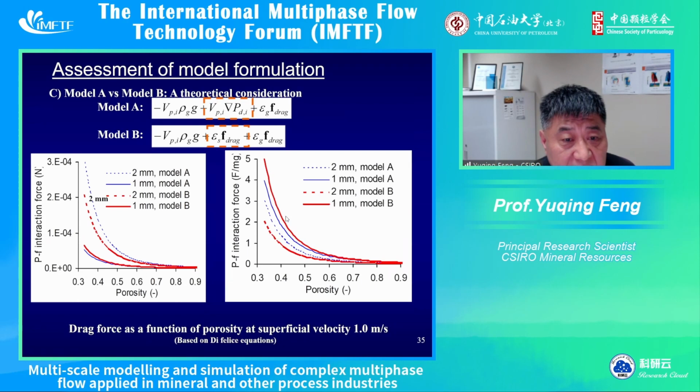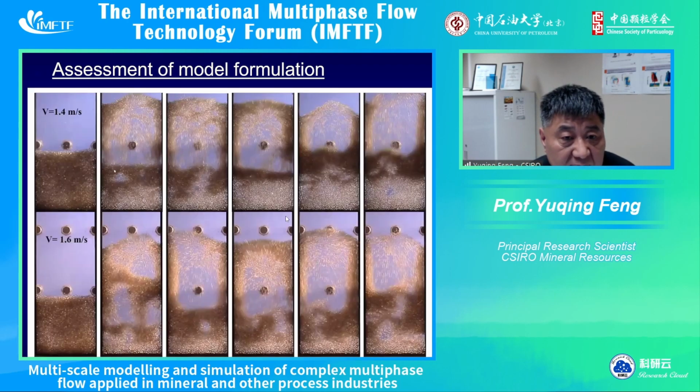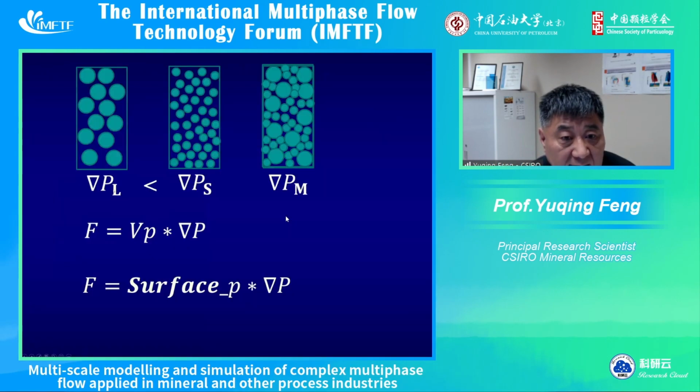You see the pressure drop. Let's use a sketch, because the particle exists now. At the same superficial velocity, the large particle system gets a lower pressure drop than small particles. But when they are mixed together, the small particles make more contribution than the large particles.